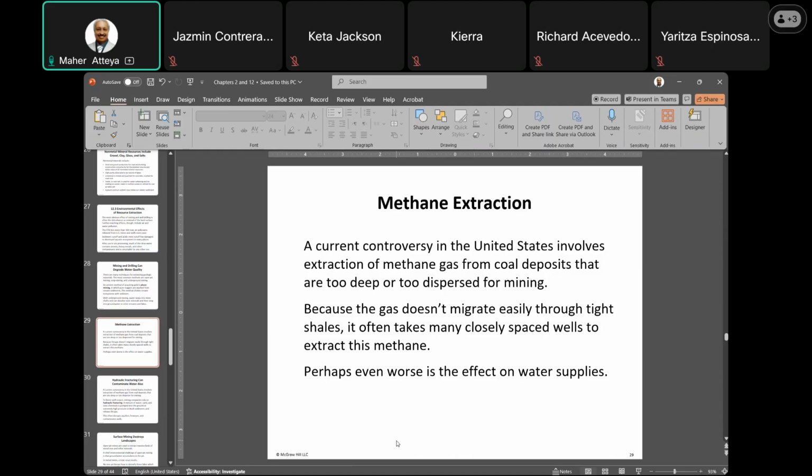So the current controversy in the United States and all the world, as a matter of fact, is extraction of methane from the coal deposits, that's the land. But the same problem we have, that's not in the textbook. I was a little surprised it's not mentioned. The extraction of methane from the ocean as well. That's new, but that's another problem as well. They use soil mining, they use ocean mining, and that's a problem there too.